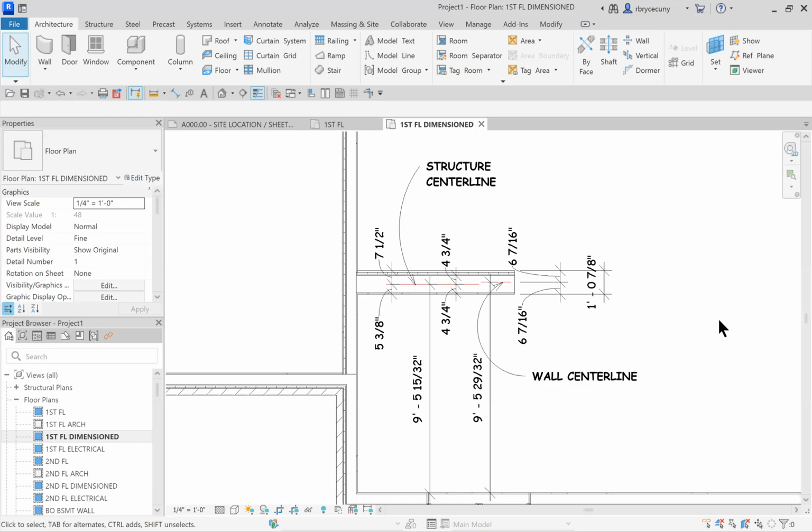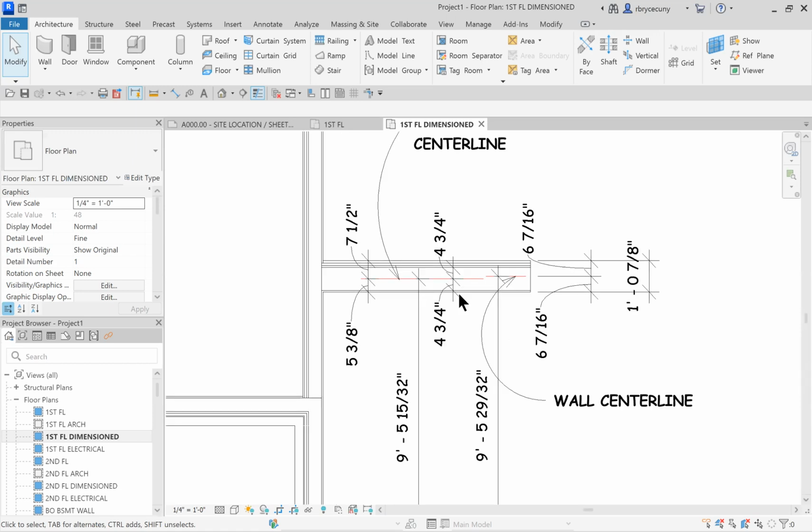We're looking at the core boundary. Now, I'm a residential architect, and so I dimension to the outside of the walls, but I've given an example here where it's an asymmetrical wall. In other words, there's more components or materials on one side of the wall than the other.